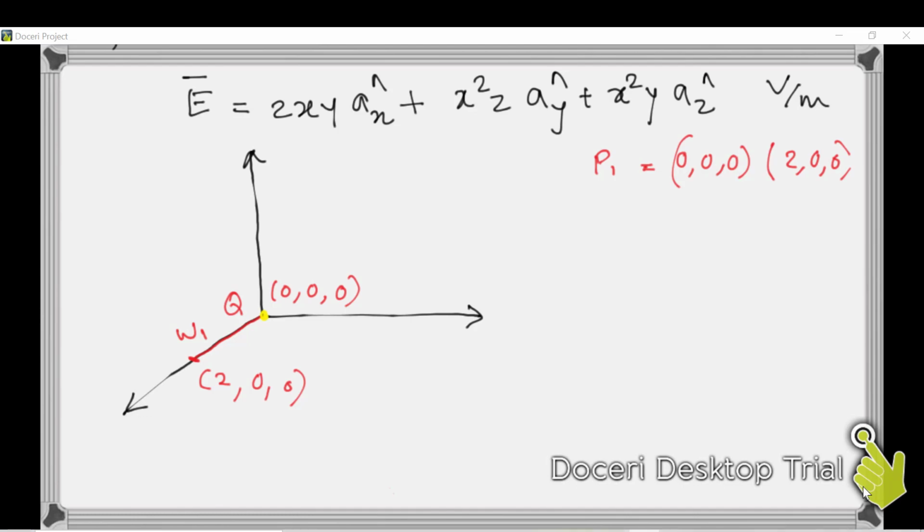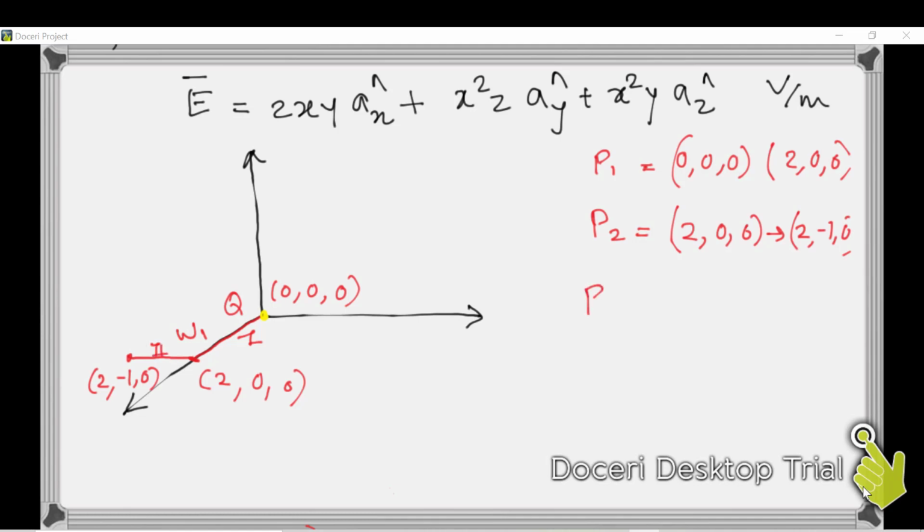That is the first segment, and the second path is P2. They have given it from (2, 0, 0); we have to move along the y direction now, to (2, -1, 0). Minus 1 means the negative y side. So we have to move from here towards minus 1, like this. So this point is (2, -1, 0). This path is path 1, and this path is path 2.